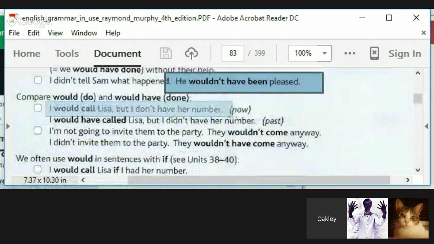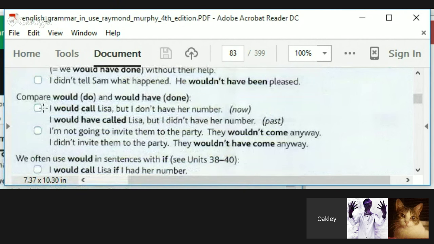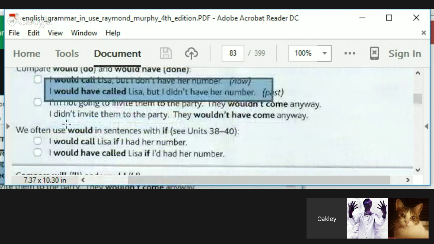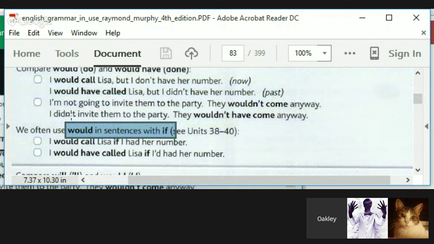I would call Lisa, but I don't have her number. That means right now. I would have called Lisa, but I didn't have her number. That automatically means in the past. Okay, would is definitely going to be used with if.